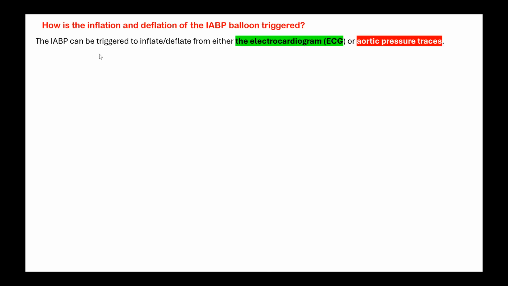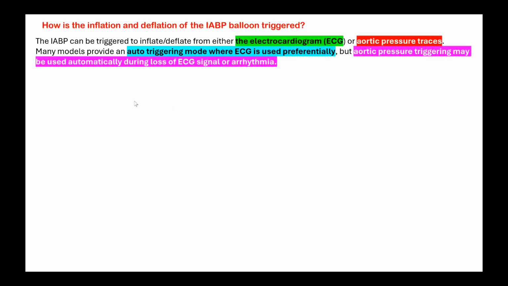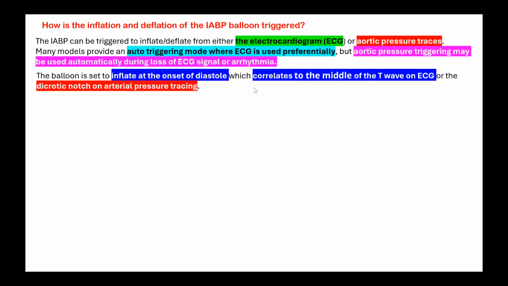Correct. So it is based on either the electrocardiogram or aortic pressure, and many models provide an auto triggering mode. ECG is used preferentially because the aortic pressure may be varying, but if there is any problem with that, it will automatically switch over to the ECG signal when there are arrhythmias and other things.